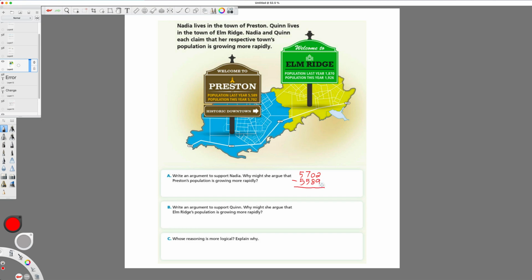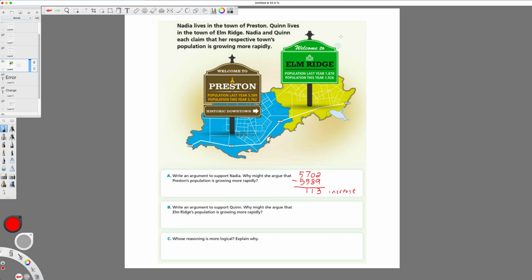And I'm not really super interested in seeing that arithmetic. I just want to know what it is you're doing there. So 5,702 minus 5,589. And it looks like it's 113. So what does that mean? Well, it means the population changed by 113. It increased by 113. So there's my increase.